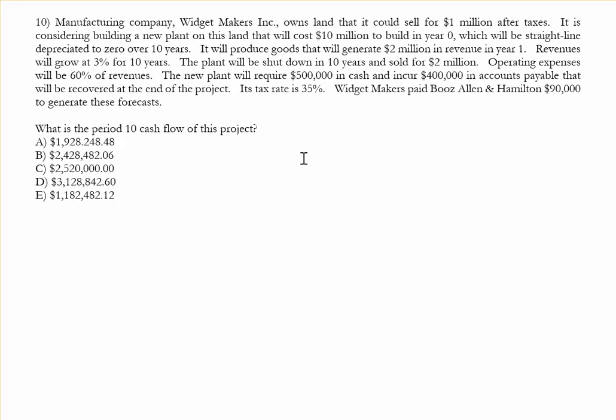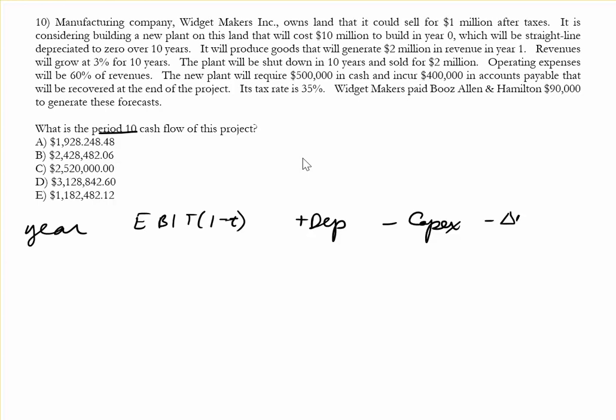Alright, number 10 is a chapter 9 problem, and there's lots of parts to it, and I'm going to go through all of the parts even though we're answering just part 10 here. So it's a multi-year project, so we're going to put in all the components of free cash flow of the project. So we got EBIT times 1 minus the tax rate, which is called unlevered net income. We add back depreciation. We subtract capital expenditures, subtract change in net working capital, and all of that sums up to free cash flow.